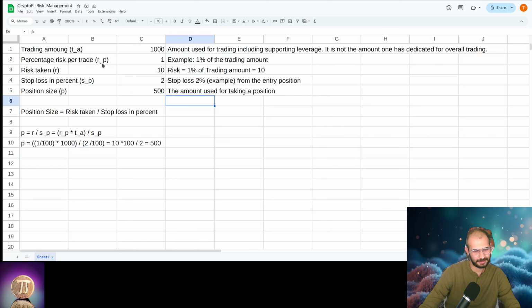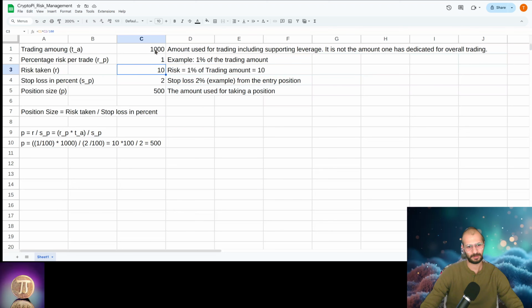So let's say that I have 1,000 fiat. Fiat here is dollar or euro or rupee or anything which you would be trading with. And 1,000 is the amount which I would be having for a particular trade, including if I'm taking the leverage. Now, a good number to take the risk is somewhere between 1 to 2%. In this example, let's say we take 1% risk per trade. So 1% of this trading amount is the risk which we are taking.